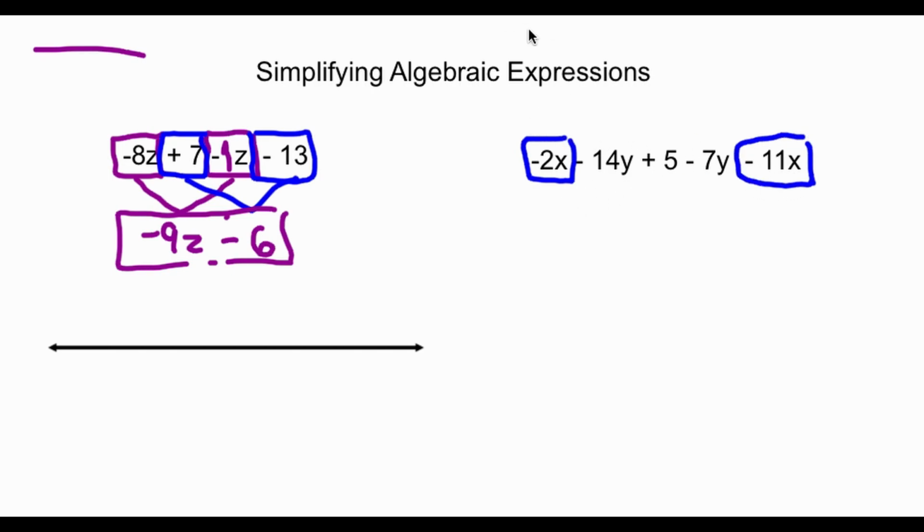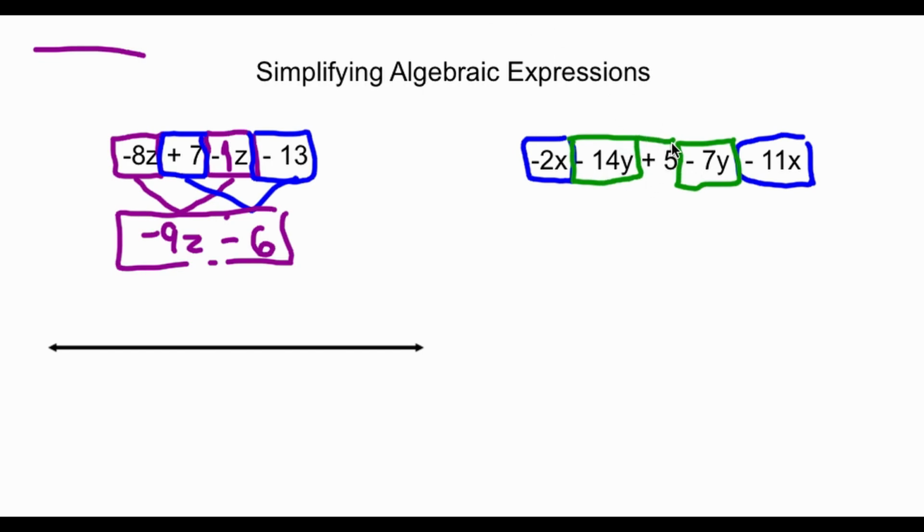Then I can go to the 14y. Now the 14y has a minus in front of it, so I got to make sure I include that as part of the rectangle. And then I look for another y term. There is one over here, the 7y. Now the 7y has a minus in front of it, so I'm going to encompass that. Now the 5 here, it's a constant term, and as you can see, there is no other like term for the 5.